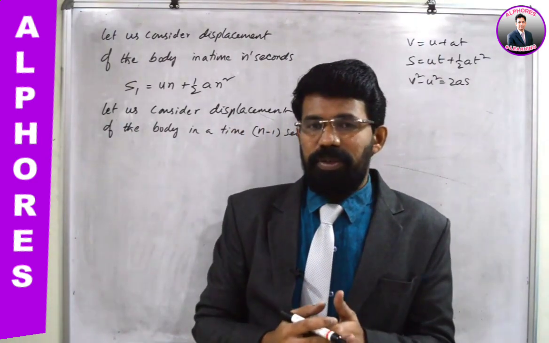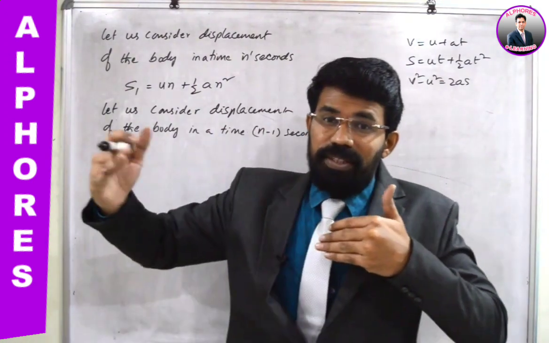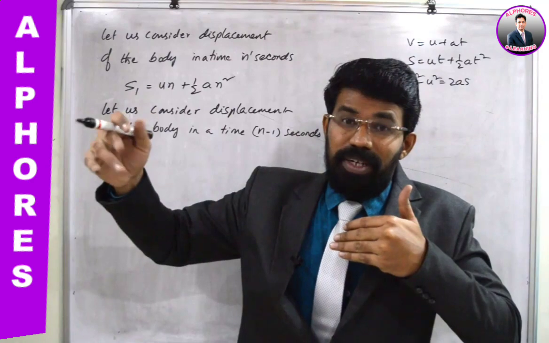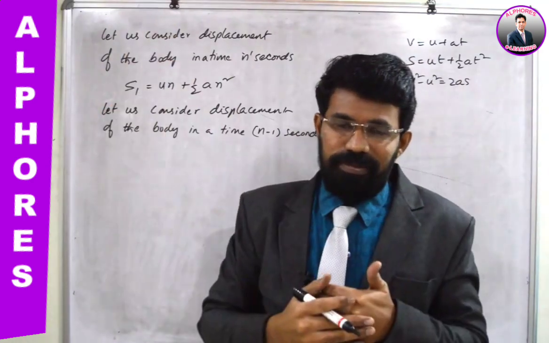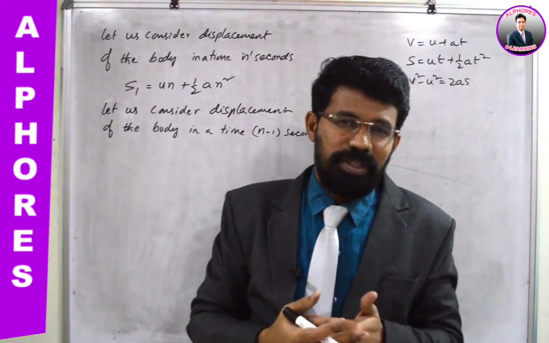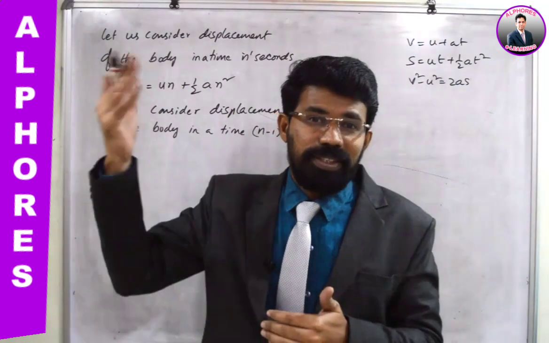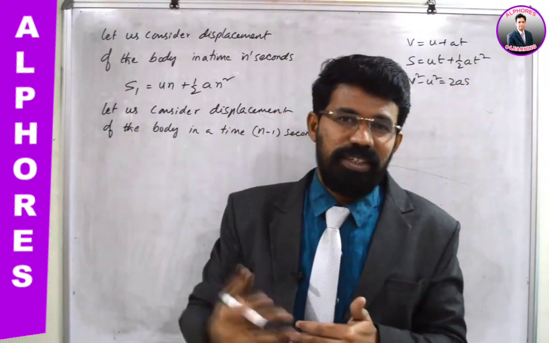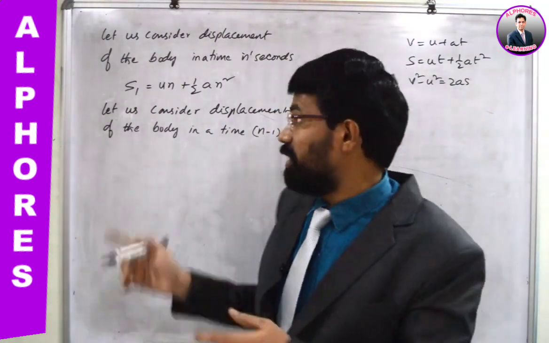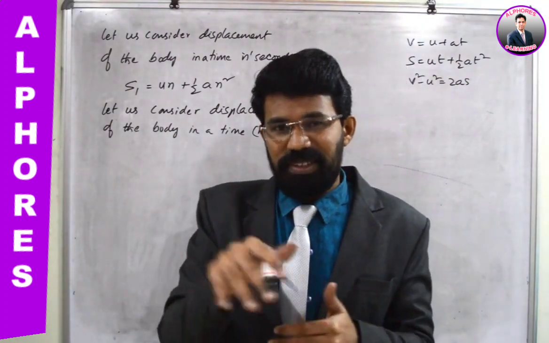See, children, total distance covered in 5 seconds is different from distance covered in the 5th second. Let us say in 5 seconds of time the body has covered 10 meters of distance. In the 5th second, distance covered will be different. In the 3rd second, distance covered will be different. In the 4th second, it will be different. So that's what I'm going to find out: the distance covered by the body in the nth second.